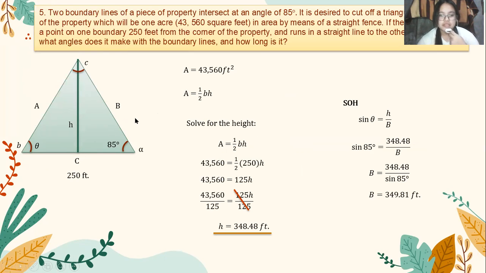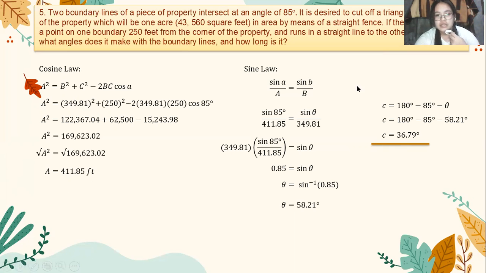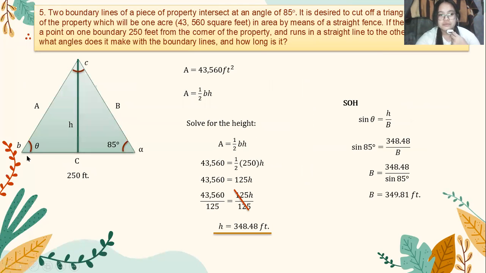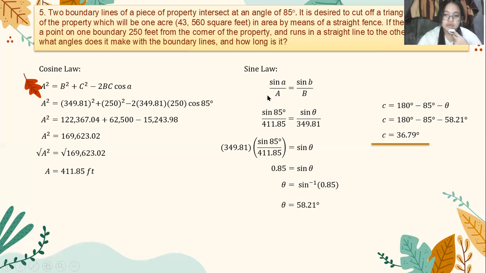So the height is the fence, which is 348.48. So next is the sine law. We will get the theta here. So we have sine A over A is equal to sine B over B. So sine 85 degrees over 411.85 is equal to sine theta, since the angle of our B is not given, over 349.81. So we have to cross multiply. We have to multiply the denominator of the right side into the left side. If we multiply them, we will get 0.85. So our theta is equal to sine negative 1 of 0.85. If we calculate it, we will get 58.21 degrees.